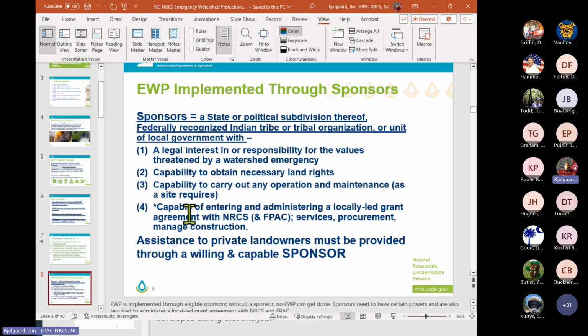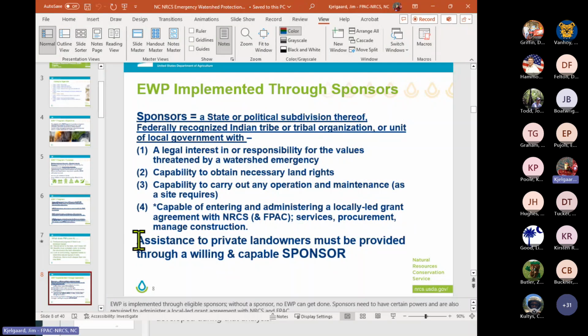And then finally, the 4th item is capable of entering and administering a locally led grant agreement with NRCS and our FPAC partners to be able to provide engineering services, procurement, and management of construction, things like that. So they need to be able to manage the grant agreement and also procure services needed. It may just be some construction services if they're able to do their own designs, but it could also be trying to procure design services for structural practices.